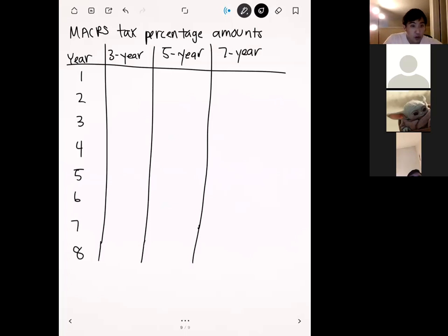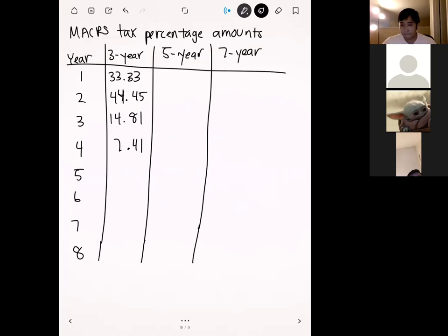For the 3-year property, the percentages are the following. In year 1, we have 33.33%. Year 2, we have 44.45. Year 3, we have 14.81. And year 4, we have 7.41.